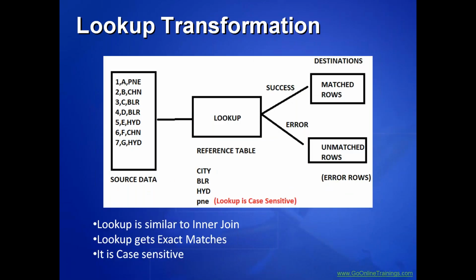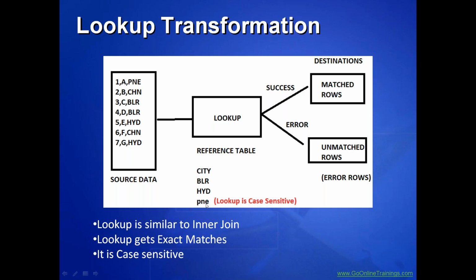Now here I'm comparing. I have the source PNE, CHN, something like this. In the lookup, I have city BLR, HYD and PNE in the small case. But here PNE is in the uppercase. When you compare this PNE to this PNE, this will go as an error output, unmatched data only. Why? Because the data is case sensitive in lookup. PNE and PNE do not match.